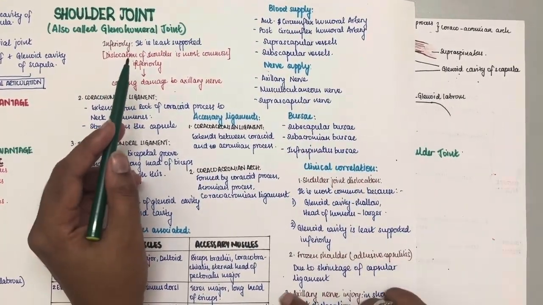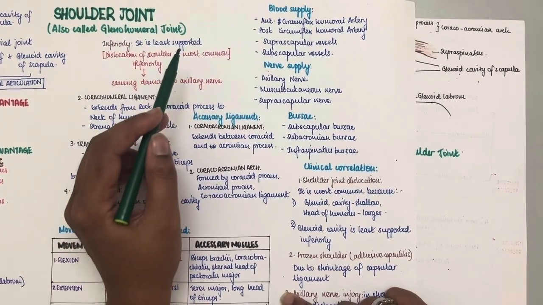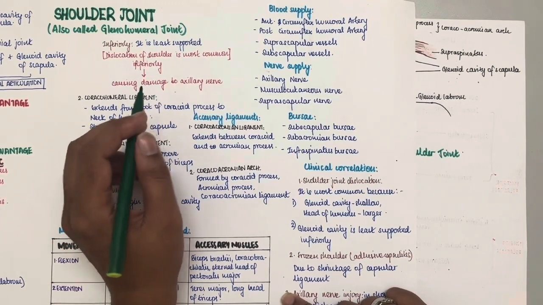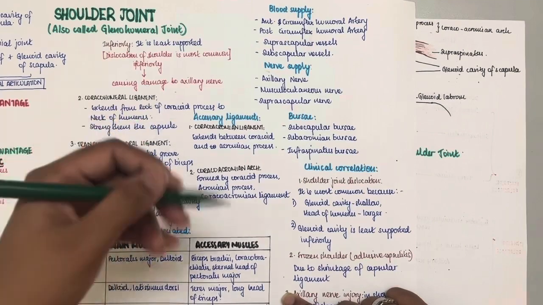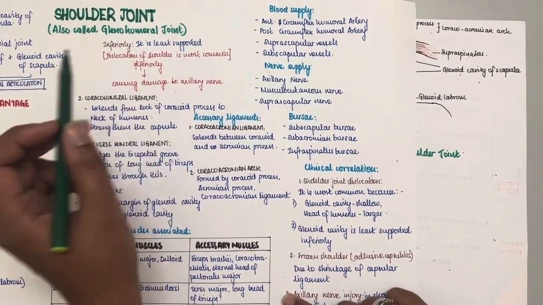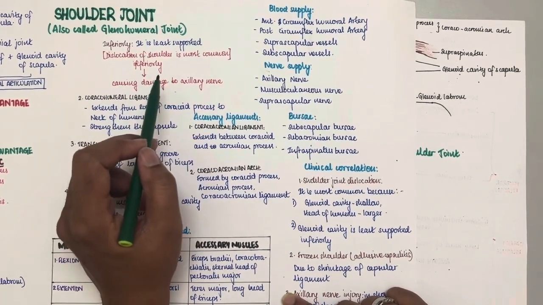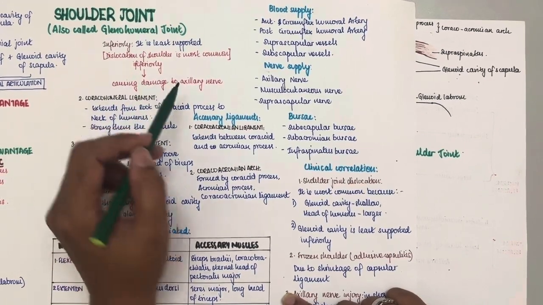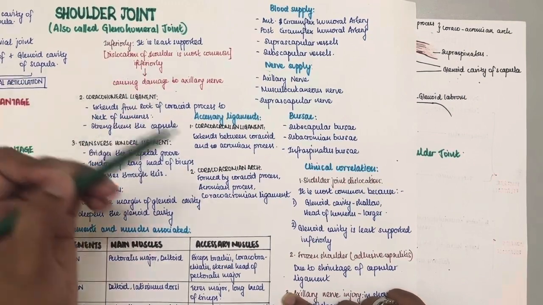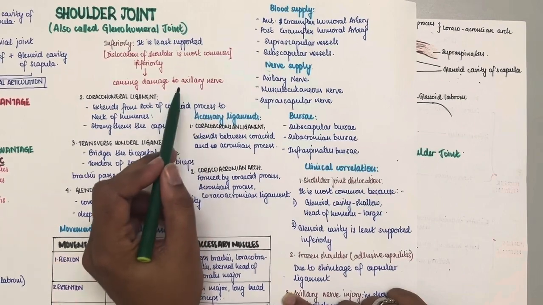So inferiorly, the joint is least supported. The capsular ligament is least supported because it is very deficiently present in the inferior part of the shoulder joint, because of which dislocation of the shoulder joint is most common inferiorly. And inferiorly, you have axillary nerve passing through. So this inferior dislocation of shoulder joint, which is most common, can also cause damage to the axillary nerve.